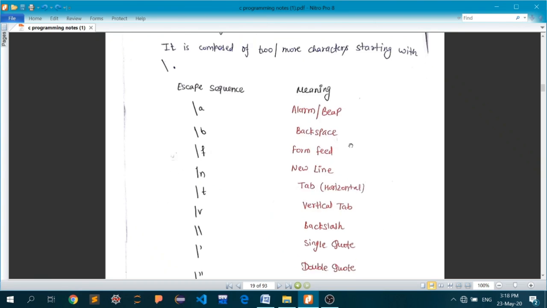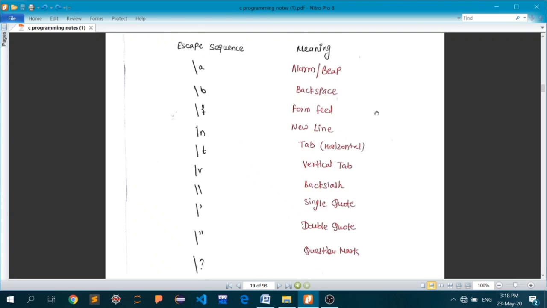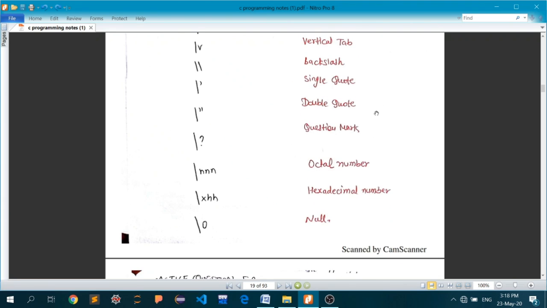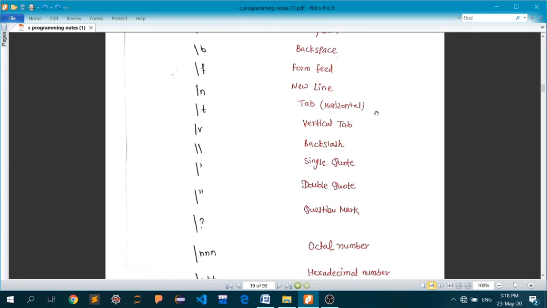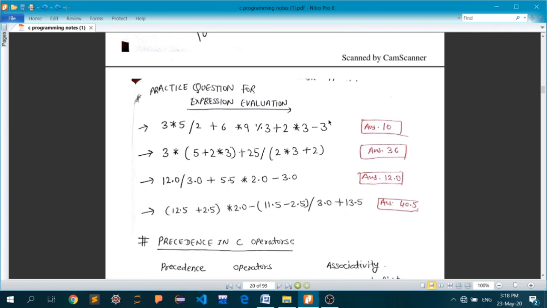We have a large number of them: backslash b means backspace, backslash n is new line, backslash t is tab. These are a few of them that we'll use, and I myself haven't used most of them. Instead, the new line, the tab, the backslash, and single and double quotes are mostly used. Okay, so we'll use them from time to time. There's no hurry in remembering them. So let's try to solve a few questions we haven't seen.